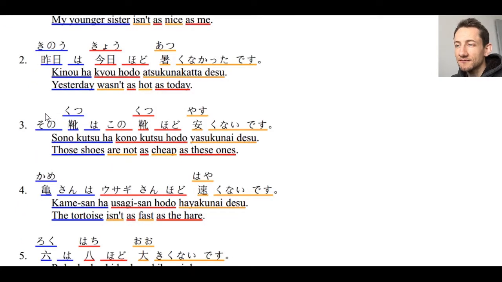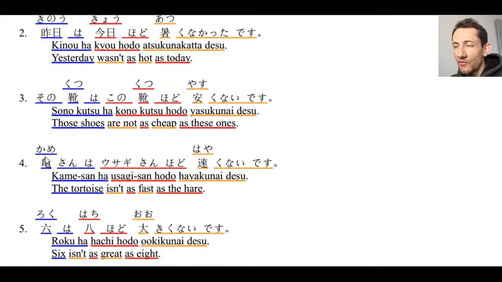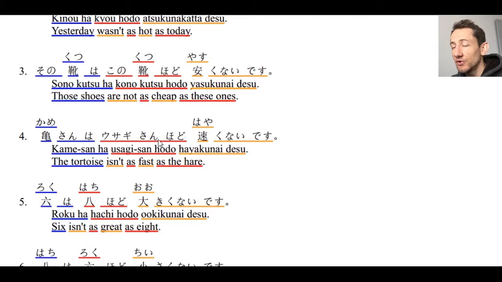And number 3, その靴はこの靴ほど安くないです。So those shoes are not as cheap as these ones. Number 4, 亀さんはうさぎさんほど速くないです。So the tortoise isn't as fast as the hare. And I think in part 1, we said the hare is faster than the tortoise. So the tortoise is not as fast as the hare, the exact same thing, except this time we're using hodo and the negative form of our adjective.